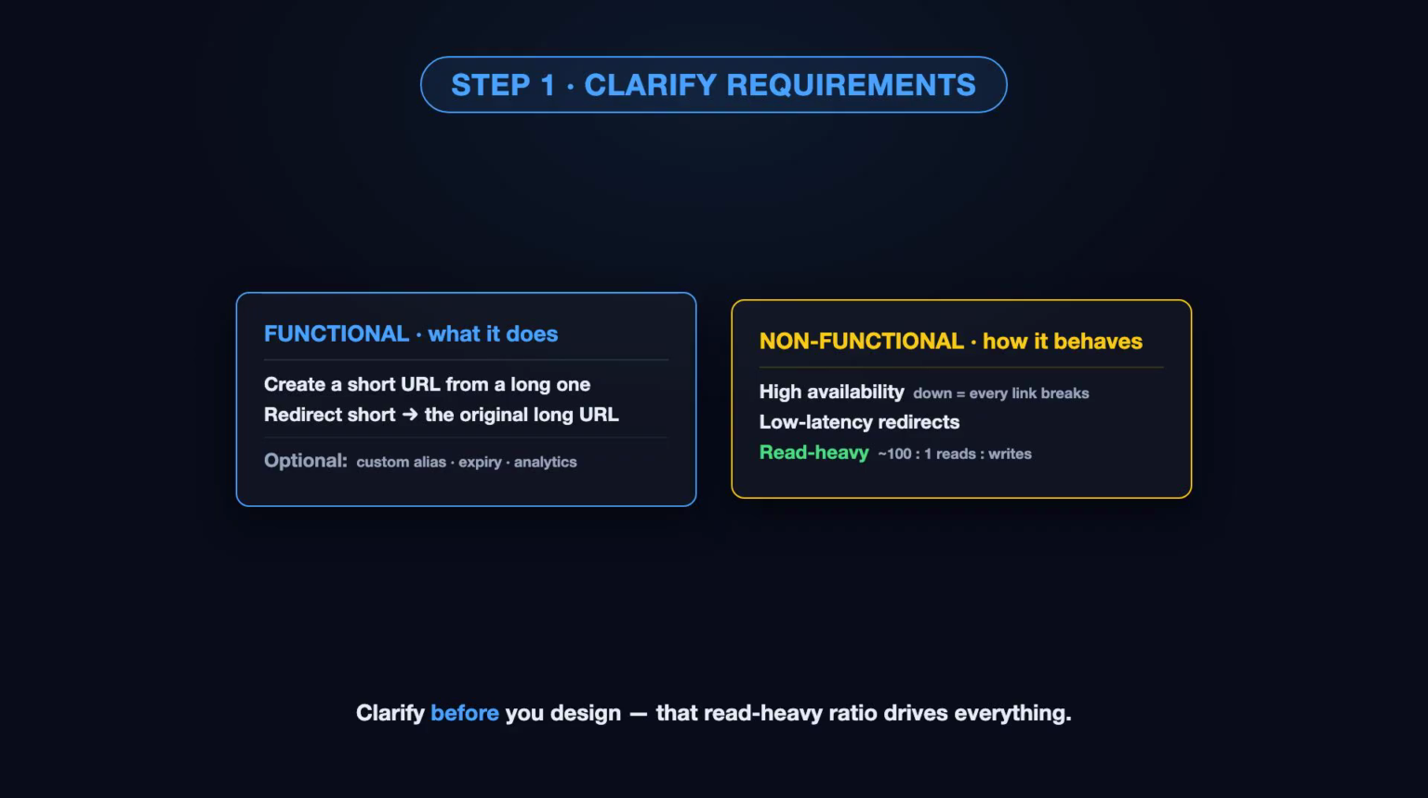Non-functionally, this is where you sound senior. The system needs high availability. If the shortener is down, every link everywhere breaks. Redirects must be low latency, because a human is waiting on a page load. And crucially, it is extremely read-heavy, people click short links far more than they create them. A common assumption is a read-to-write ratio on the order of 100 to 1. Say that number out loud, it drives the entire design.